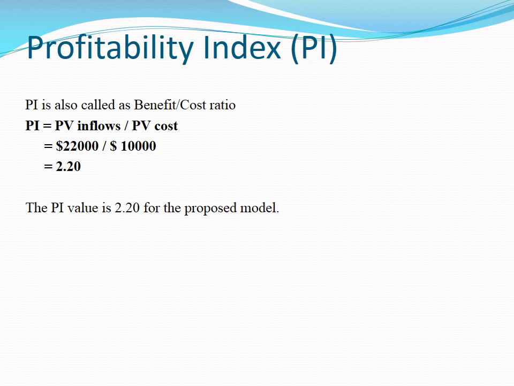This criterion shows the PV of benefits. PV is the profitability index. So we have calculated the profitability index by the PV of benefits per dollar of investment cost. So from this formula and with reference to the worksheet, we are getting the PI value as 2.20 for our proposed model.